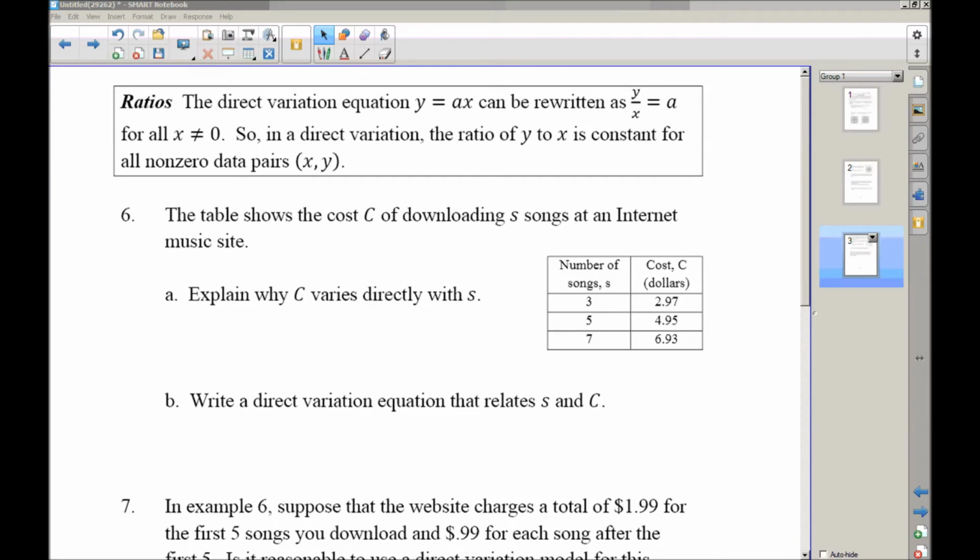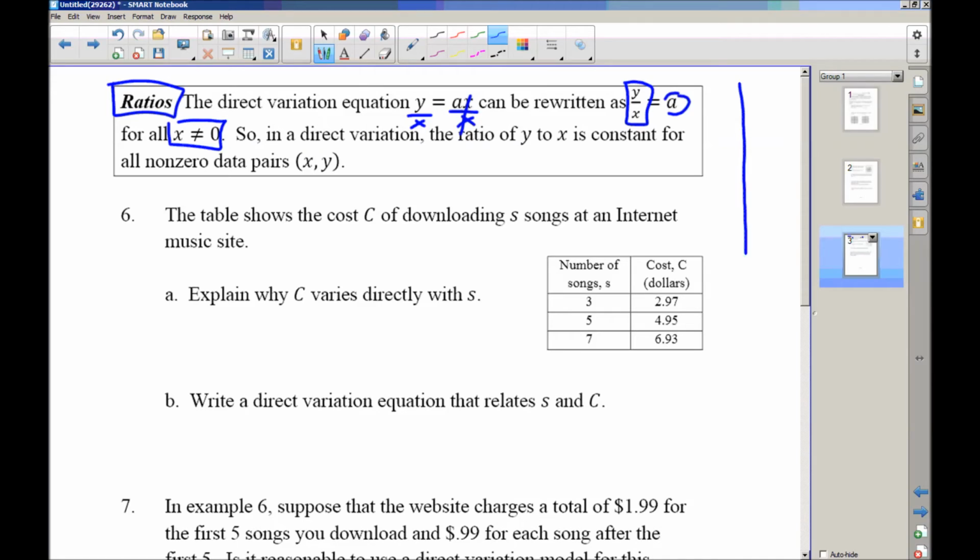Okay, on our last page, we start off with a little piece here about ratios and direct variation. So the direct variation equation y equals ax can be rewritten as this ratio y over x equals a. So basically, they solve for a in this, so the x's would cancel out, for all x that are not equal to 0, because of course we cannot divide by 0. So in direct variation, the ratio y to x is constant for all non-zero data pairs.